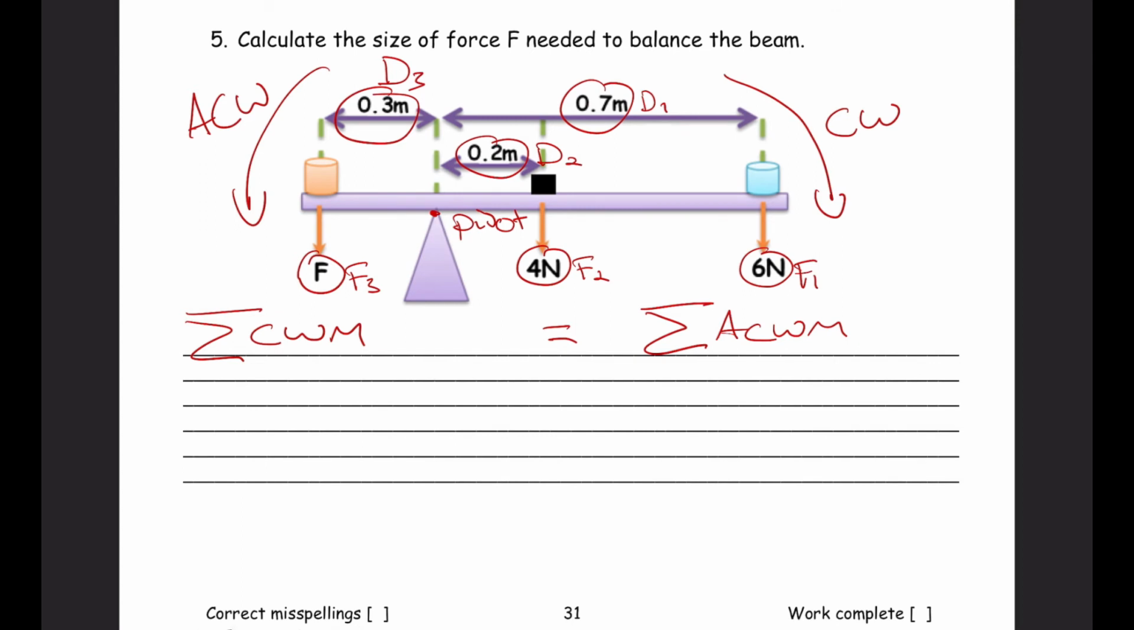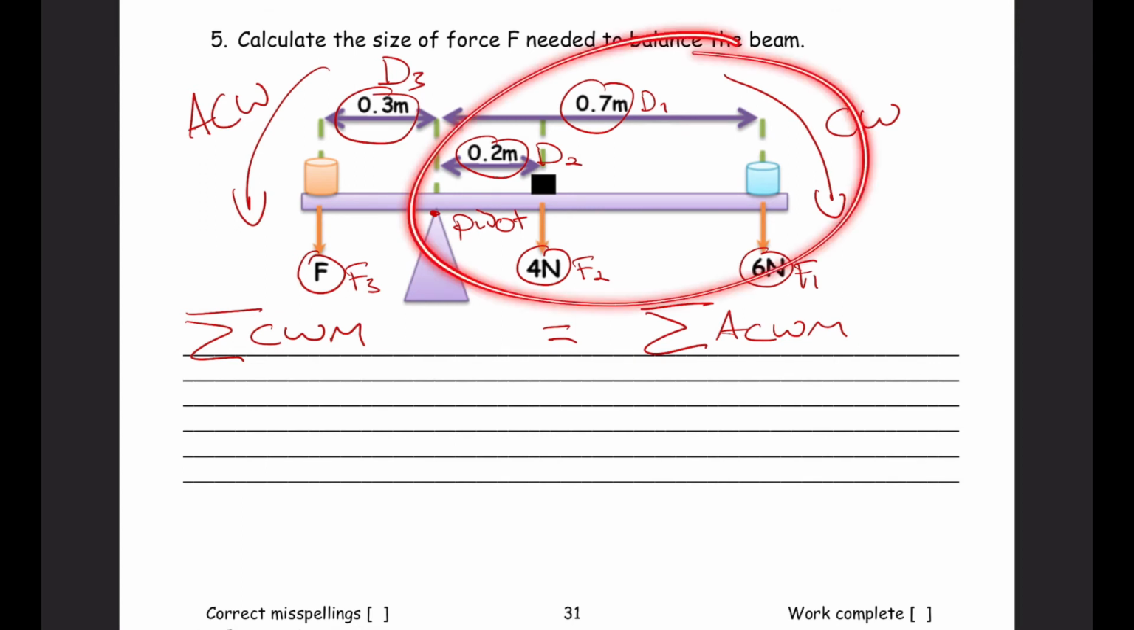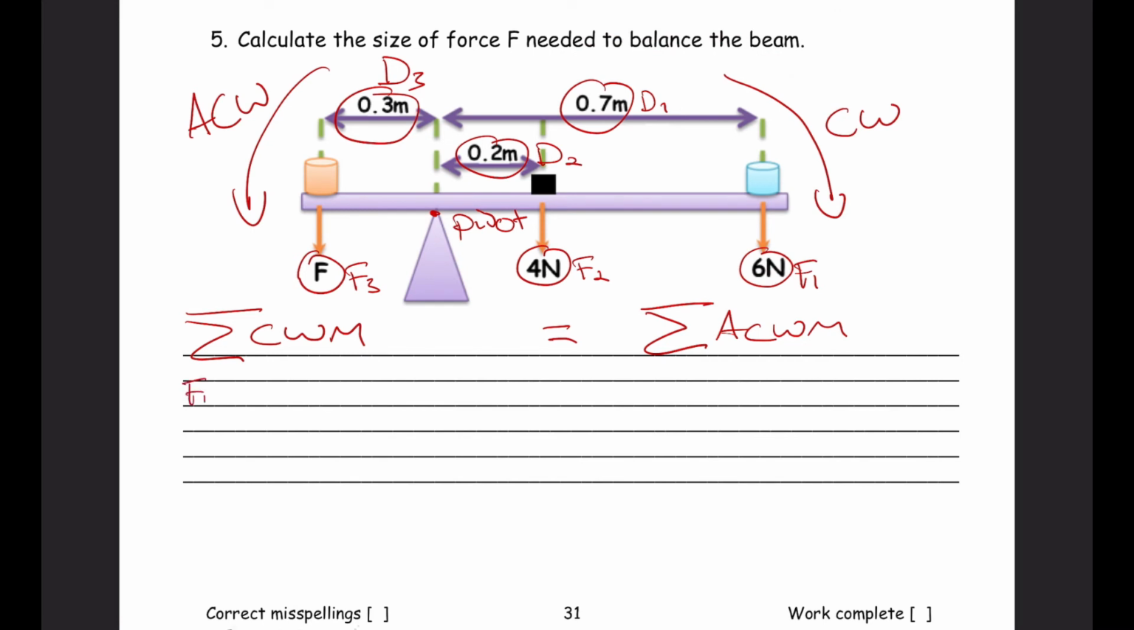Next step is to rewrite the equation in terms of F's and D's. So we'll have F1 times D1 plus F2 times D2 on the clockwise moment side, and that will be equal to F3 times D3 on the anti-clockwise moments side. Substitute the numbers in the appropriate place as the arrows show. So 6 newtons times 0.7 meters plus 4 newtons times 0.2 meters is equal to F3, because we don't know it, times 0.3 meters.